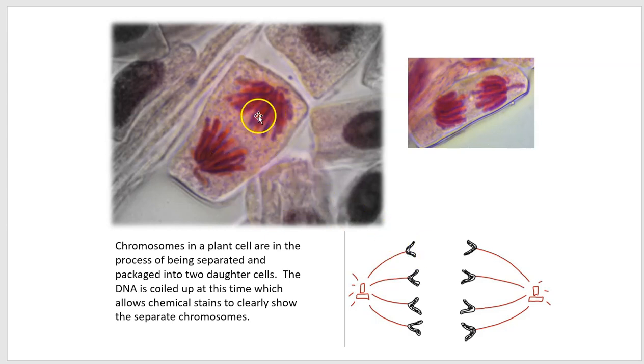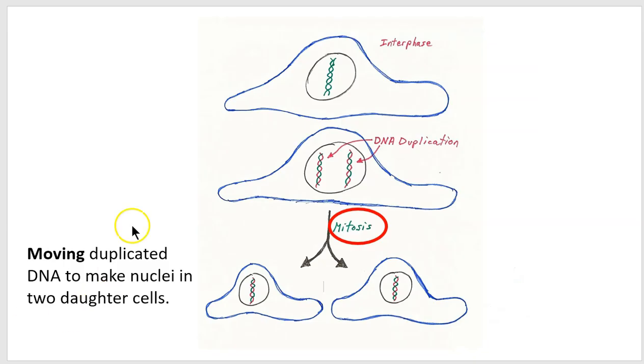But here we see the sets of chromosomes are being delivered to the daughter cells, and then the cell's going to divide right in the middle here, and then make a nuclear membrane around this set of chromosomes and a nuclear membrane around this set of chromosomes, and you'll have two new cells. So very importantly, we want to think of mitosis then, where the cell is moving its duplicated DNA to make two new nuclei in two daughter cells.